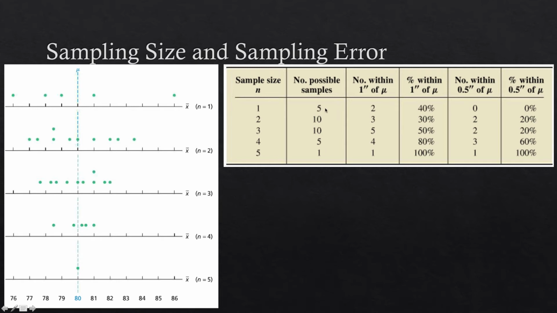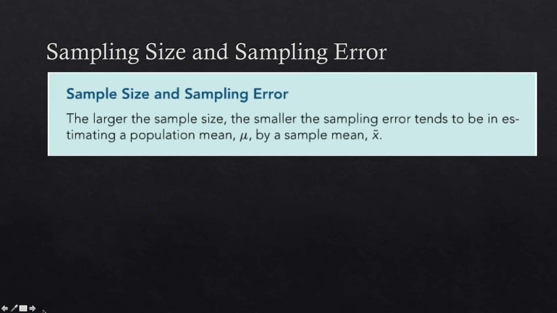Look at the number of possible samples. They get bigger, then they get smaller again, and notice the percentages. So as we get bigger, we generally say that we get closer and closer to the mean as the sample size gets bigger. Thus, this statement: the larger the sample size, the smaller the sampling error tends to be in estimating a population mean by a sample mean. So the larger the sample size, the better.